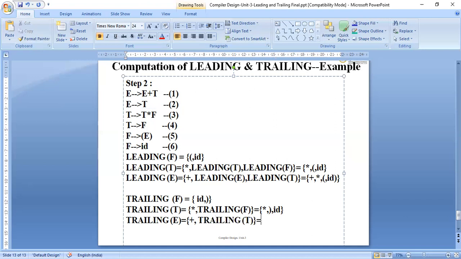Now expand this: plus, comma. What is trailing of T? Already we have derived. That is star, close bracket, comma, id. Okay, so this is the trailing of E. Okay, so this is the concept about leading and trailing.